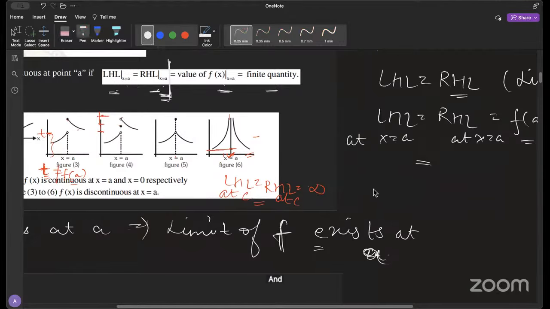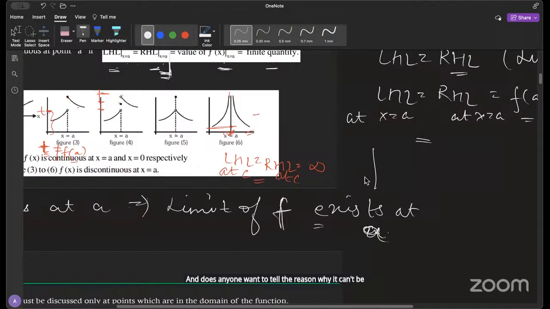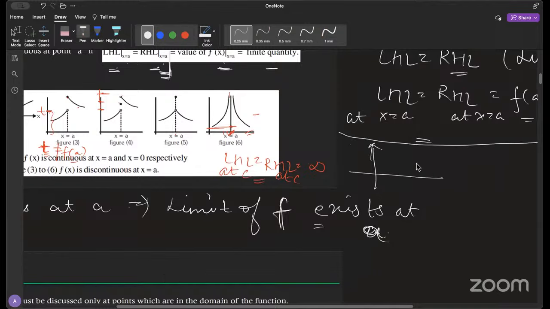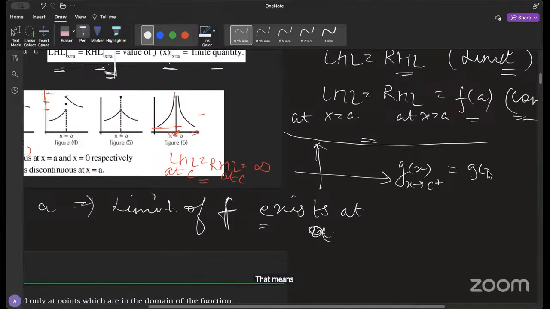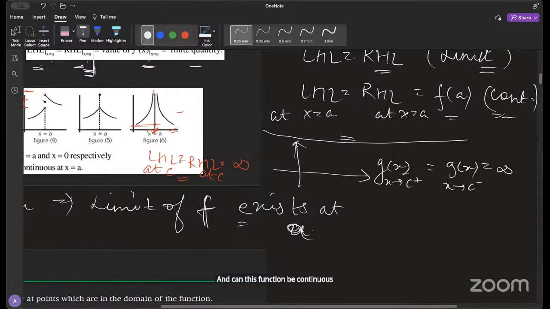Does anyone want to tell the reason why it can't be continuous? Because it is discontinuous at A. No, we're not even discussing A. Let's just say you have a random function, G. We don't know what that function is. And I'm saying that x tending to C plus, that means your right-hand limit and your left-hand limit, both are infinity. And can this function be continuous? That's my question. Forget about f and all.